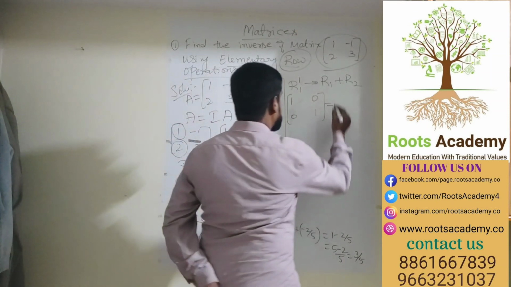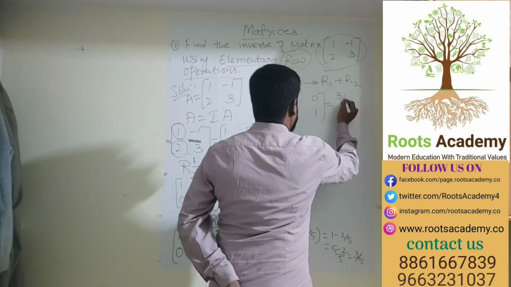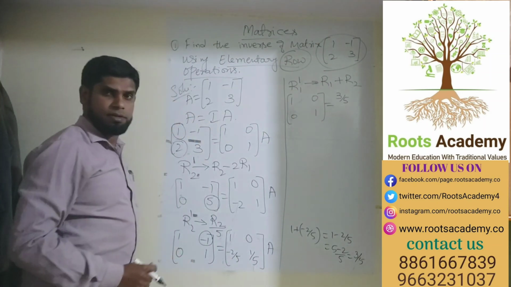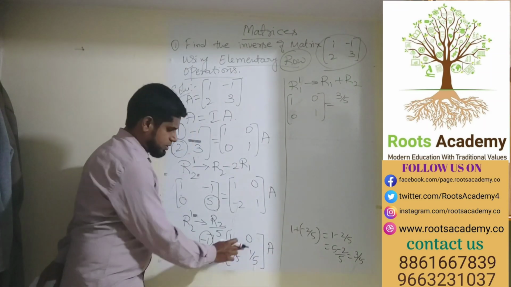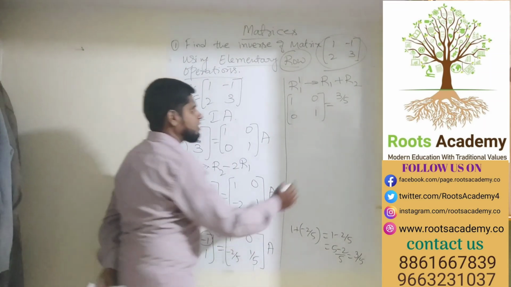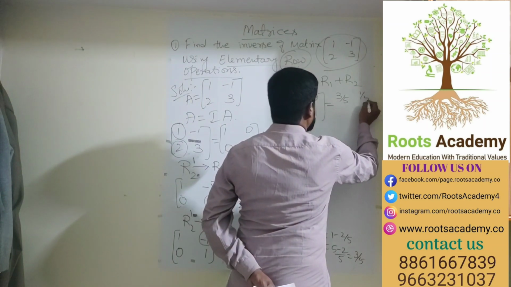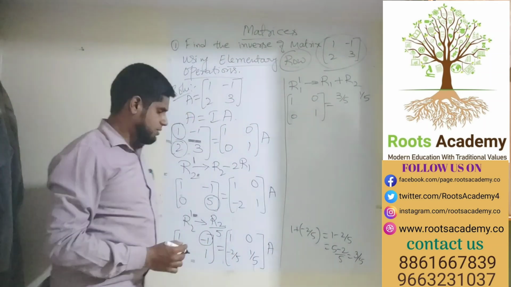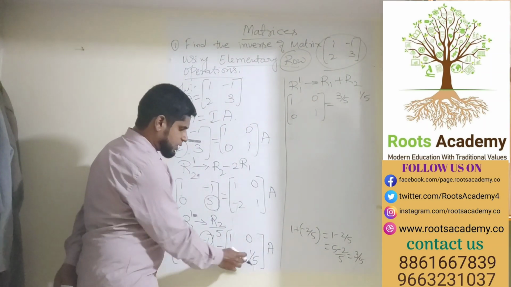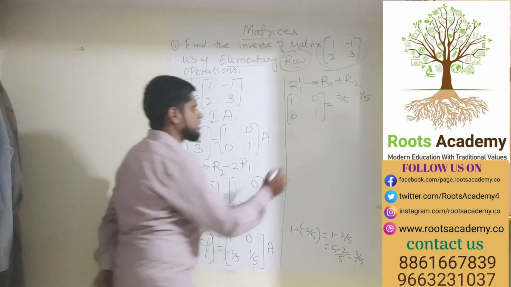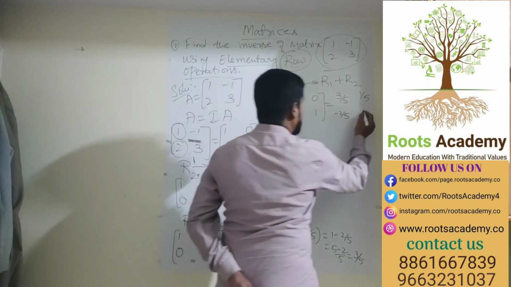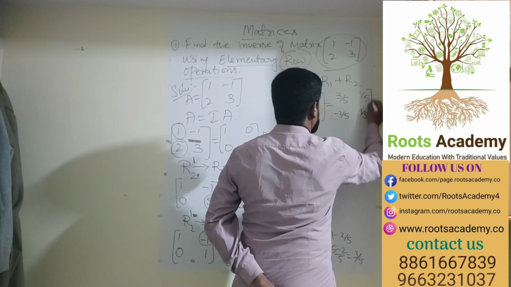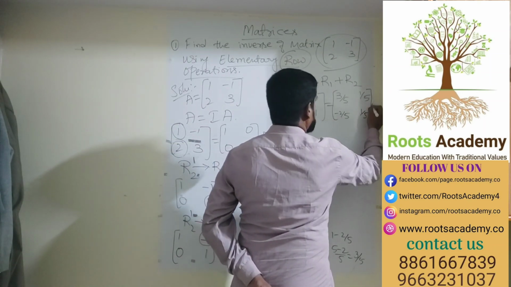So student, here it is plus 3 by 5. No, 0 plus 1 by 5. 0 plus 1 by 5 is, obviously it is 1 by 5. Now second row as it is, no changes here. So here minus 2 by 5 and 1 by 5 as it is. And of course student, there is a A here.